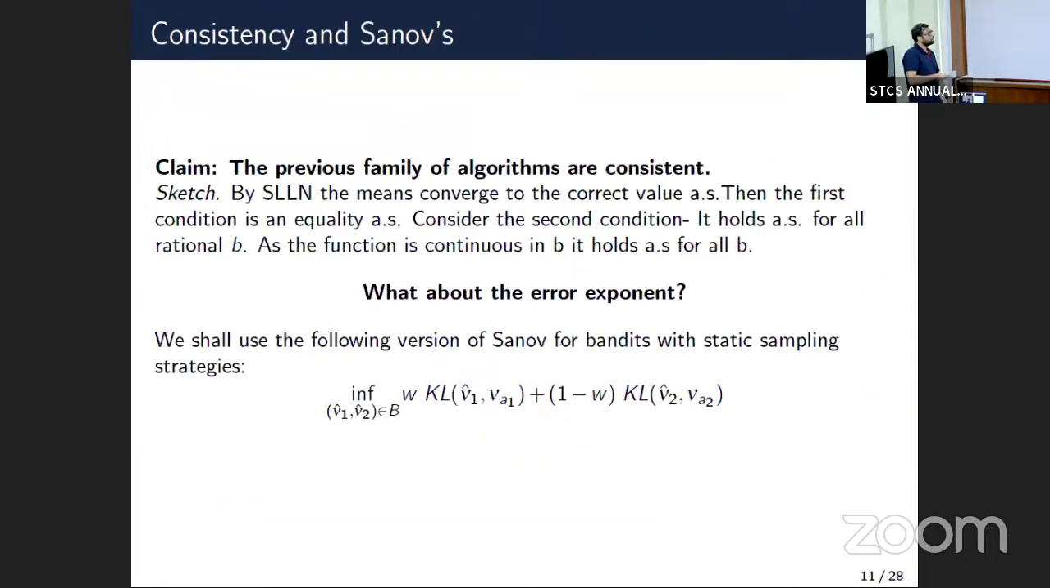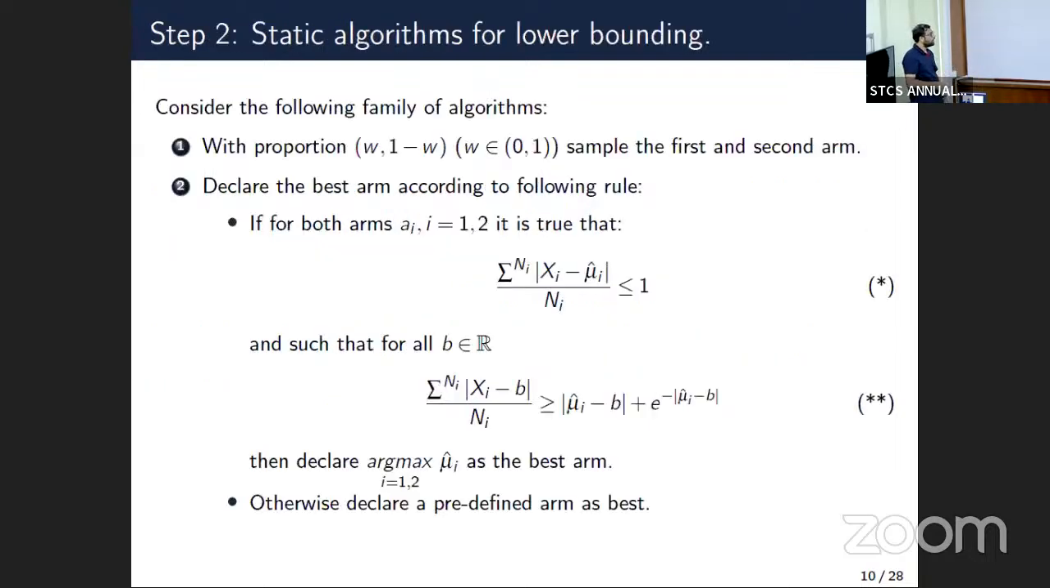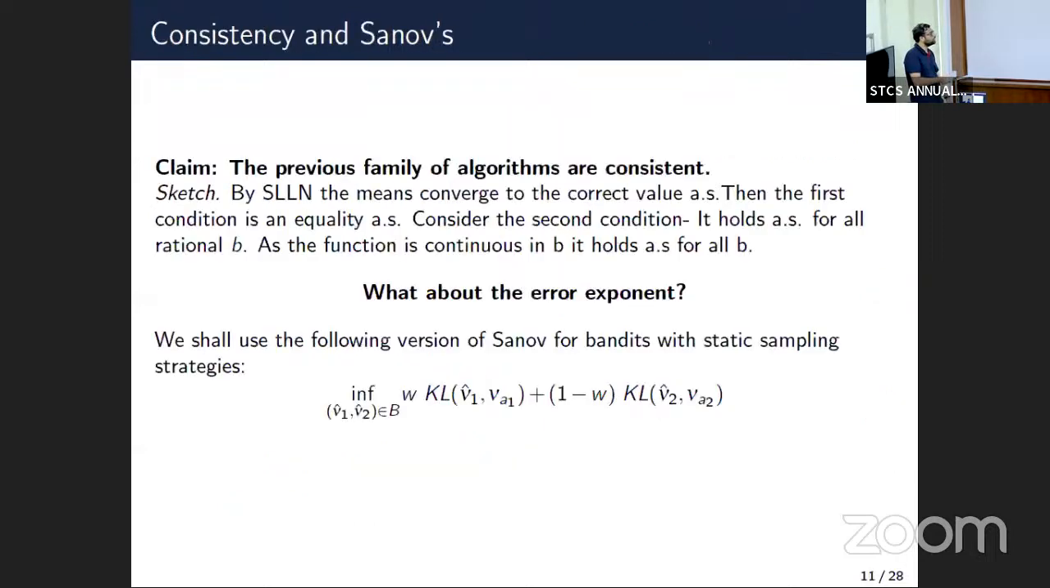Right? So the claim is that this family of algorithms is consistent. We have to show consistency. So it's a simple sketch. You use the fact that you are giving a positive fraction of samples to both the arms. So the means converge by the law of large numbers. Then the first condition becomes an equality. The second condition holds almost surely for all rational numbers. But because in this event, mu1 and mu2 have converged to the actual means, this double star condition as a function of B is continuous. So therefore, this inequality holds almost surely for all B. So that is enough to guarantee consistency of this class of static algorithms.